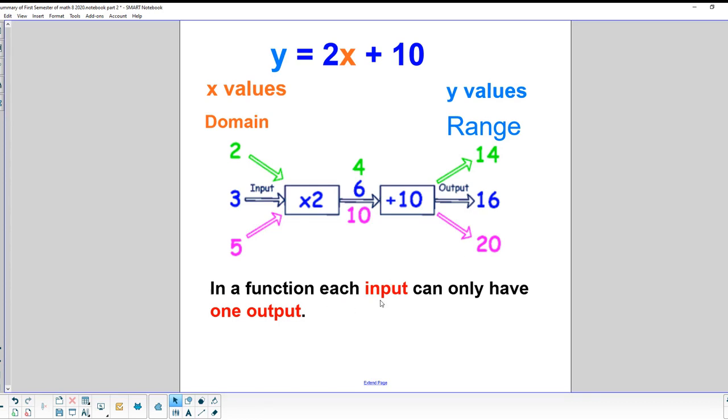Okay, in a function, each input can only have one output. So if an input has more than one output, it's not considered to be a function. You've got some other type of relationship there.